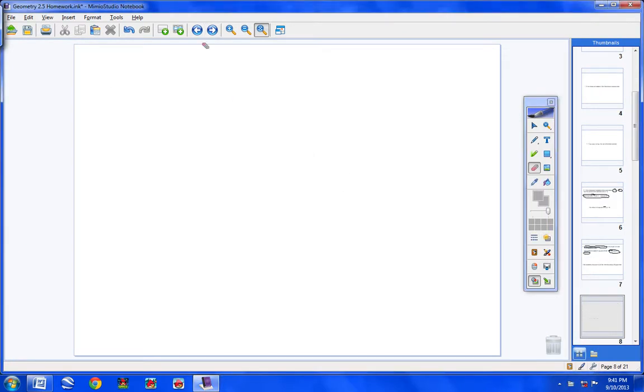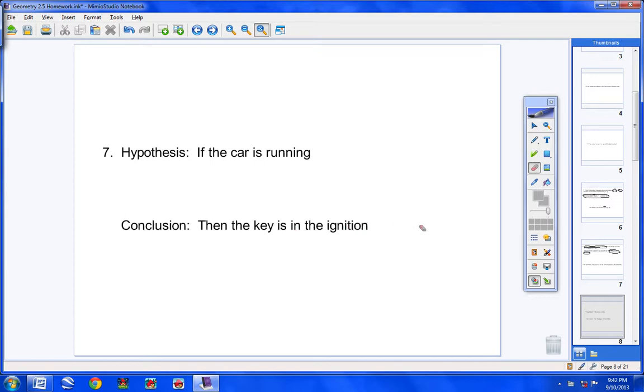Okay, moving on to number 7. For numbers 7 and 8, the directions say identify the hypothesis and the conclusion. Number 7 says, if the car is running, then the key is in the ignition. So there's the hypothesis, the if part: if the car is running. Here's the conclusion: then the key is in the ignition. That's pretty easy. The if part is always the hypothesis. The then part is always your conclusion.